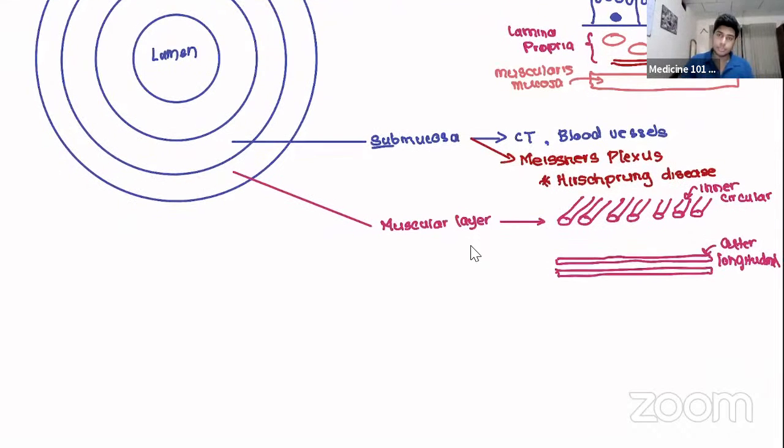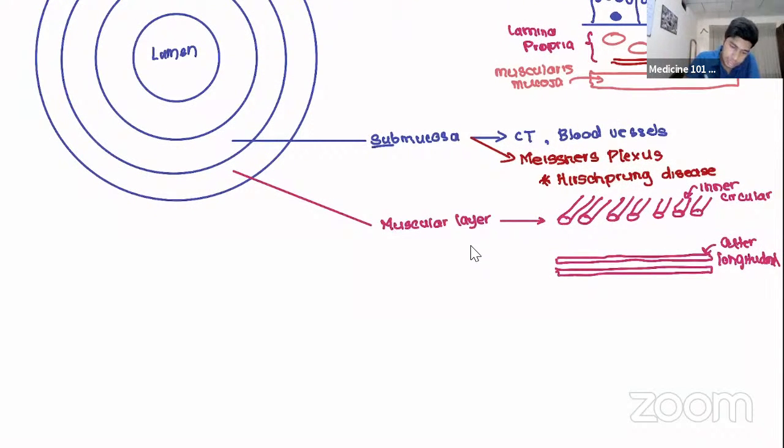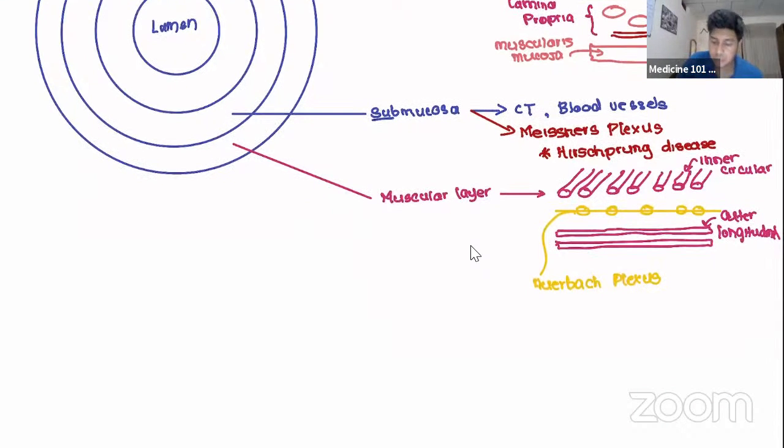Can someone tell me what's in the middle? Another important structure, the Auerbach plexus. Okay, let me draw that. This is also a nerve plexus. Now we talked about these plexuses. They conduct the nerve impulses to these regions.